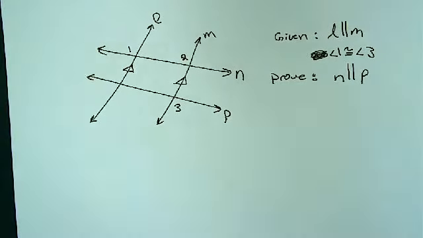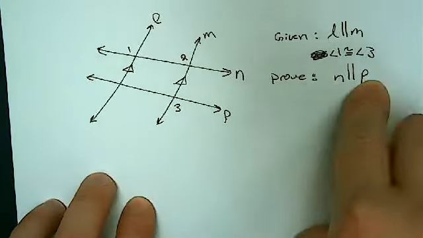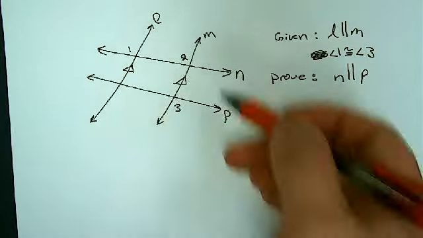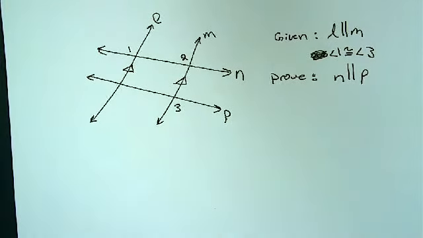So before I get too far into this, here are my givens. Here's my goal. What am I trying to prove? What's the objective here? And I got my diagram. Before I start writing out the proof, let's go ahead and put some marks on the diagram to show what we know or what we can quickly find out.